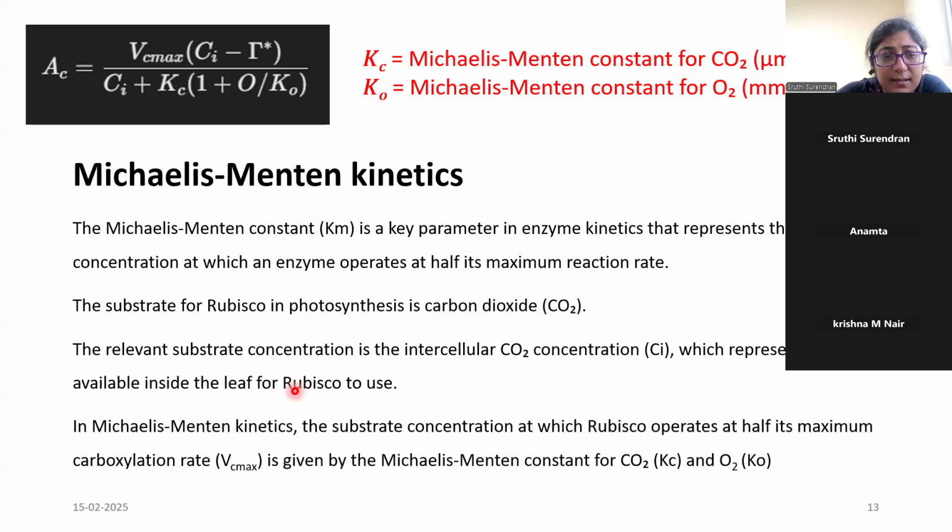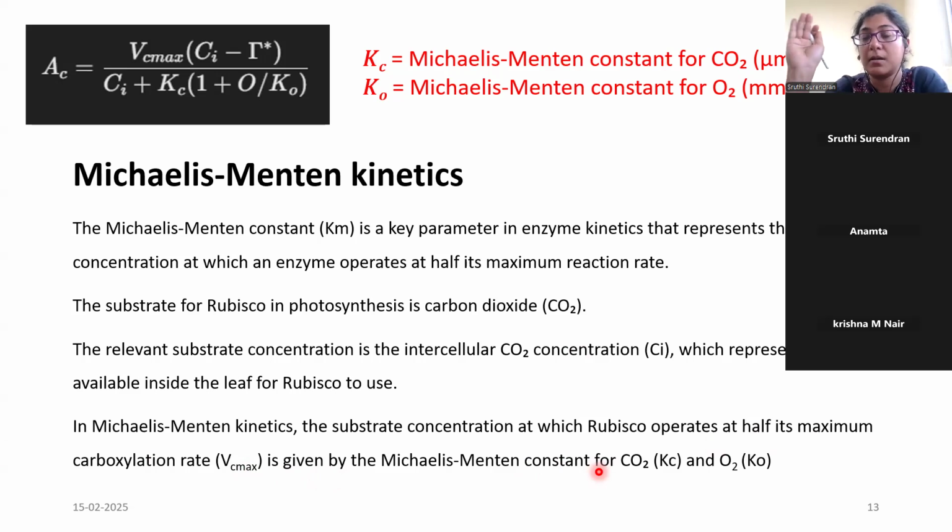In that, what they say is, if the substrate is intercellular carbon dioxide concentration, the substrate concentration at which Rubisco operates at half its maximum carboxylation rate will give us the Michaelis-Menten constant. So say if the VC max is 15, and the carbon dioxide concentration at which the rate of carboxylation is equal to 7.5.